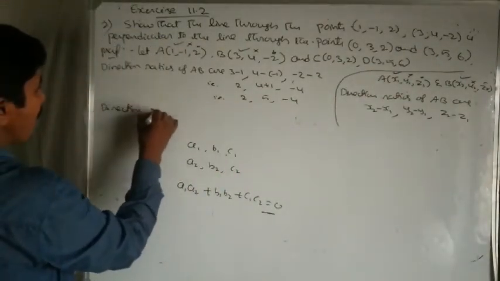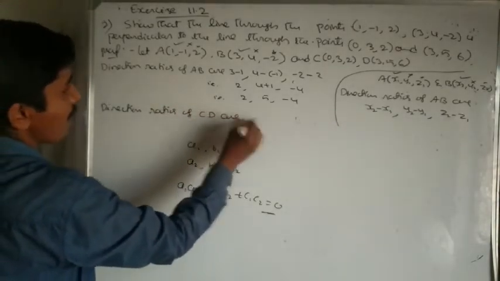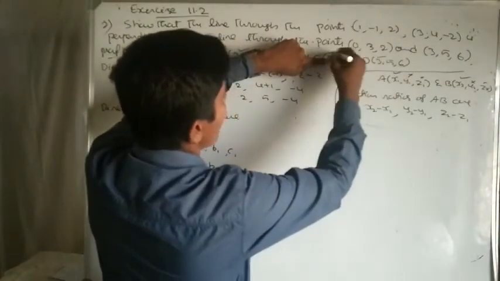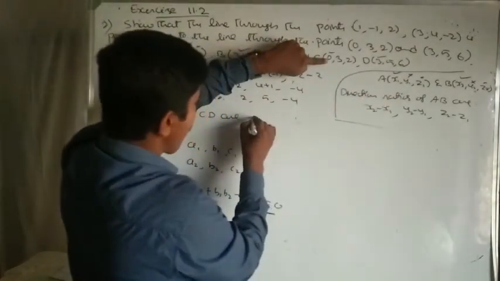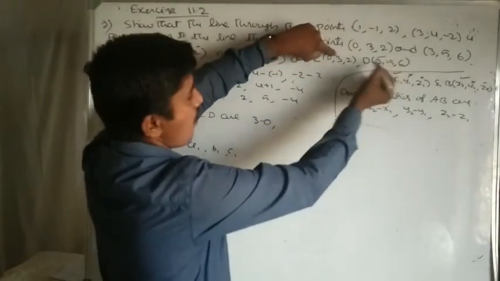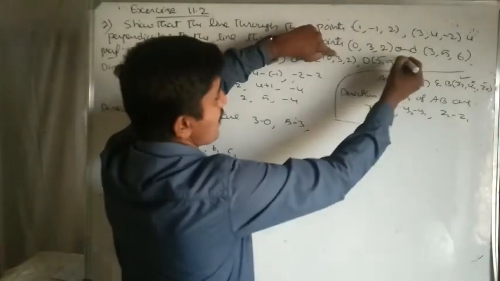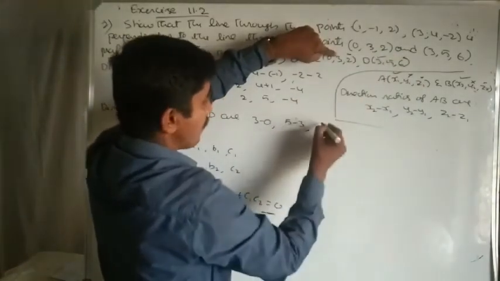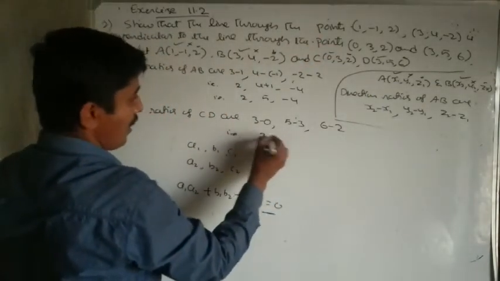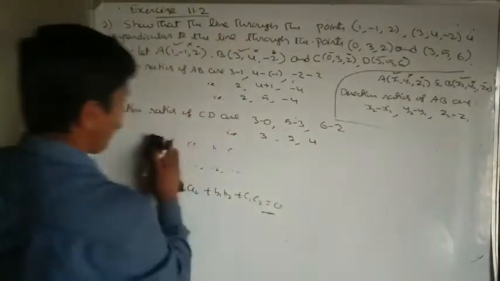Direction ratios of CD are the difference of the x coordinates here, 3 minus 0; the difference of the y coordinates, 5 minus 3; the difference of the z coordinates, 6 minus 2. 3 minus 0 is 3, 5 minus 3 is 2, 6 minus 2 is 4. Alright.